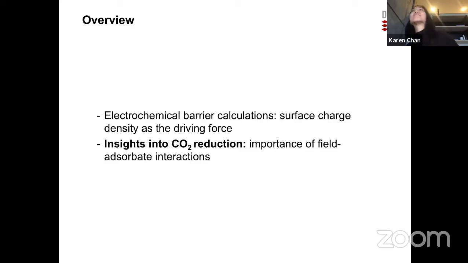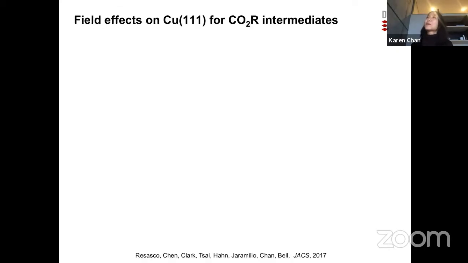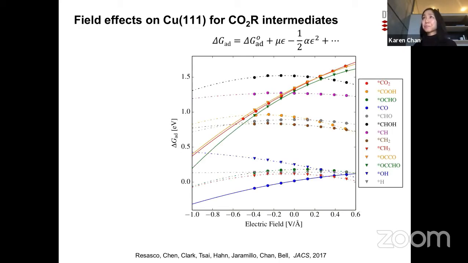Okay, and so the first topic I wanted to start with, and this topic feeds into almost all of our mechanistic understanding of electrochemical CO2 reduction, is the importance of field-adsorbate interactions. What is quite unique about electrochemical CO2 reduction is that the important intermediates are very sensitive to the interfacial field, or really the surface charge density.